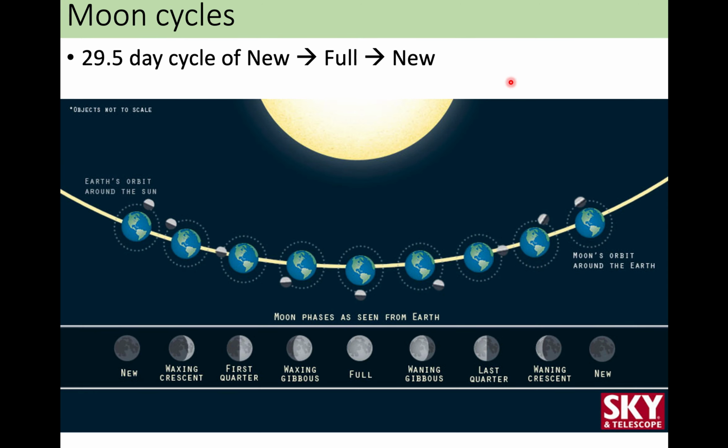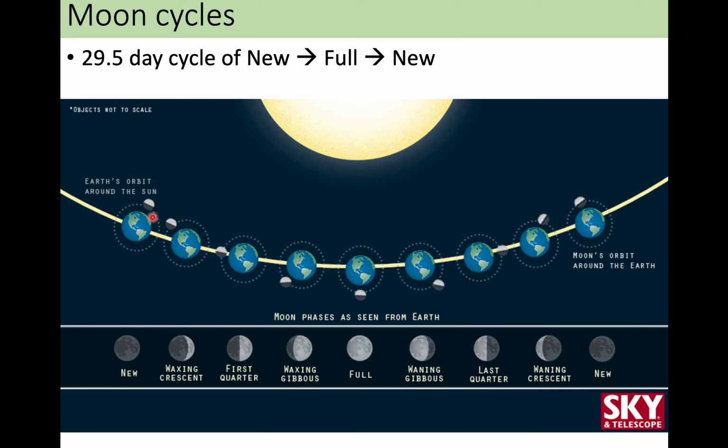So here we have the moon cycles. A full lunar cycle is 29 and a half days for the moon to go from a new moon to a full moon to a new moon. A new moon being a moon that we cannot see because it's not at all illuminated. A full moon is fully illuminated, back to a new moon, not at all illuminated.